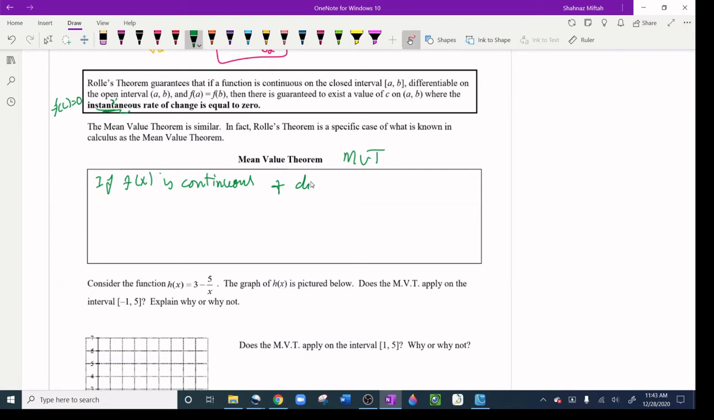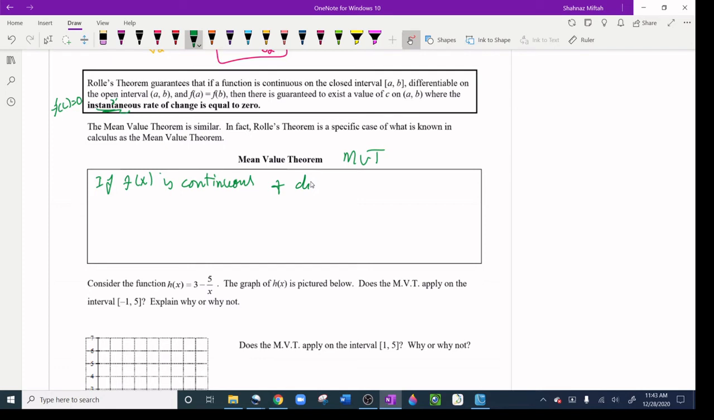So let's try. Consider the function h of x, as pictured in the graph below. Does the MVT apply on the interval -1 and 5? Explain why or why not. MVT means I have to look for continuity and differentiability. So -1 to 5. This is -1 and that's 5. I'm talking about from here to here, and you can tell the graph is going only on the positive side, not -1. I don't have any graph here, so it is not even continuous there.